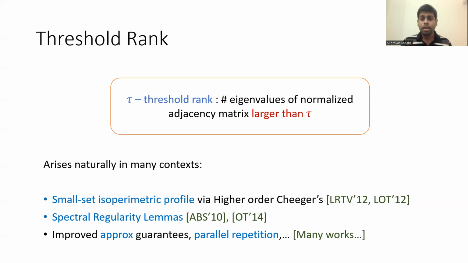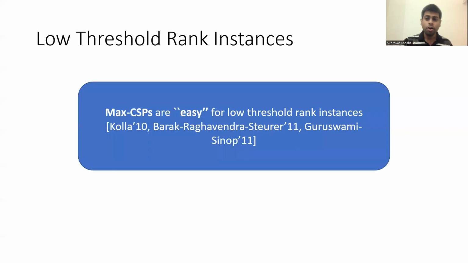And with all these nice properties that are guaranteed by threshold rank, it has naturally resulted in a body of work which gives improved approximation guarantees or parallel repetition bounds as a function of the threshold rank. Of particular interest to us is this phenomenon that max CSPs are easy in low threshold rank instances. This was observed in several works.